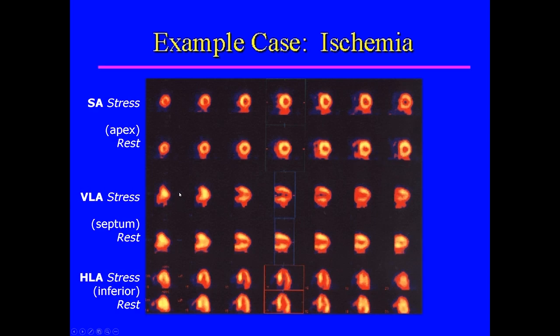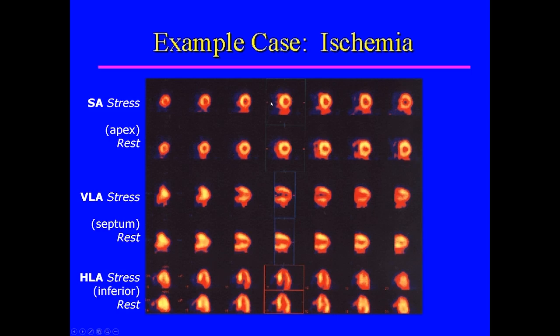And in a vertical long axis, you're slicing the myocardium vertically. So in the short axis, you're looking at the anterior, inferior, septal, and lateral walls, whereas in the vertical long axis, you can see the anterior, inferior, and apical walls. The horizontal long axis moves from the inferior to the anterior wall, and here you get a better view of the septum, lateral, and apical regions.